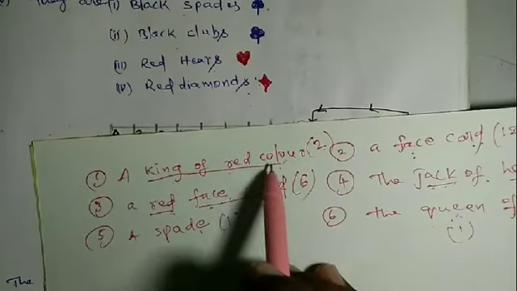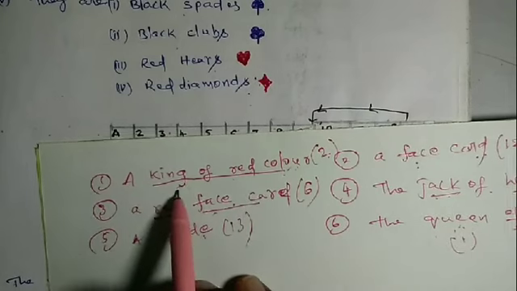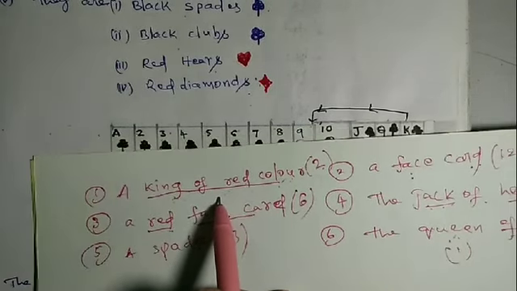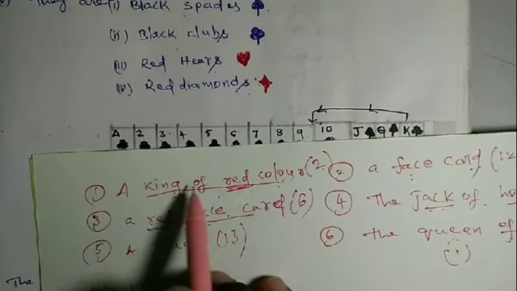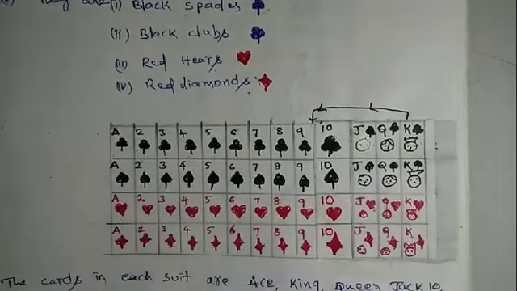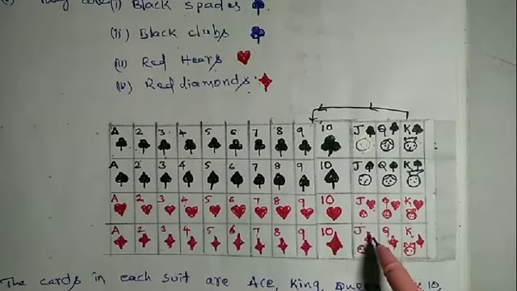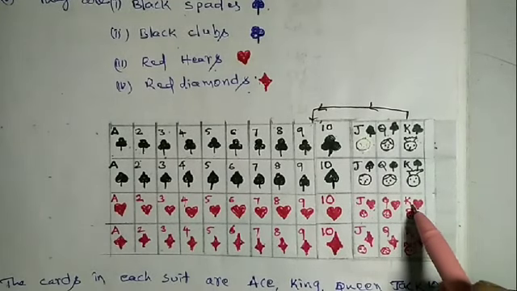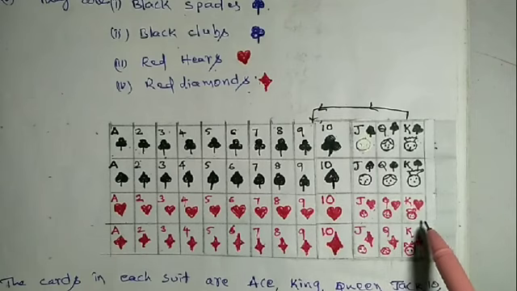A king of red color. In this problem, he did not mention the symbol. He just mentioned only the color. The king of red color. Red color cards have two symbols, so there are 2 kings in red color. So, kings in red color is 2. This is our favorable outcomes.